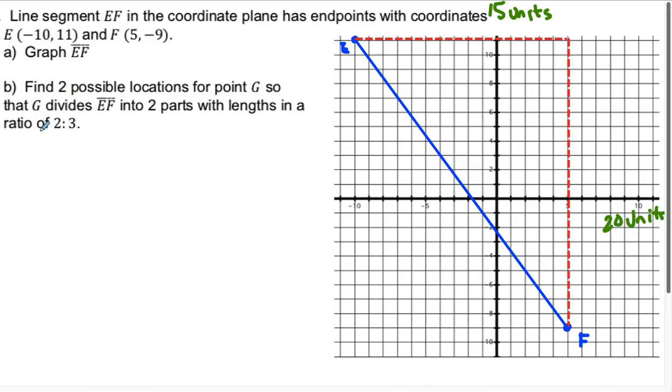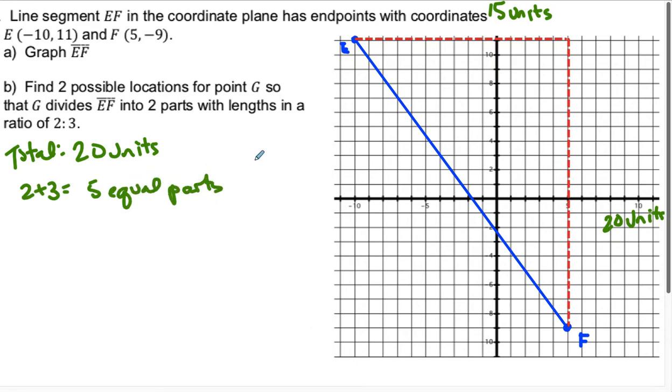Okay, so now we want to divide vertically and horizontally in the same ratio of 2 to 3. So we have to do this piece by piece now because the horizontal and vertical distance are not the same. So let's start out with this 20 units right here. So we know our total is 20 units, and we want 2 plus 3, which is 5 equal parts. Okay, so 20 divided by 5 is equal to 4. So every 4 units is going to make me 5 equal parts.